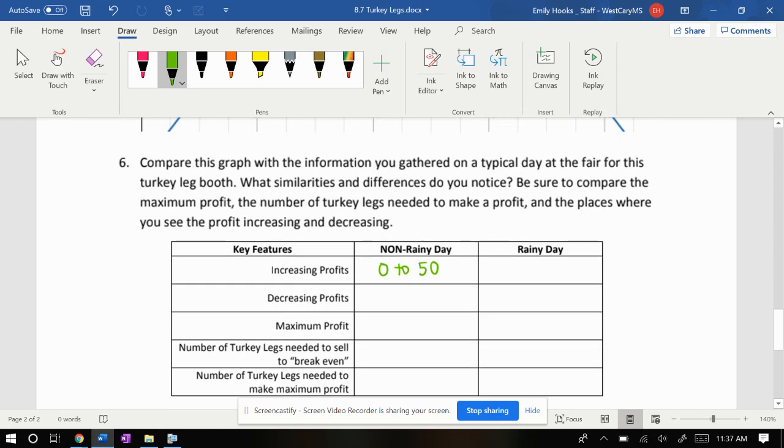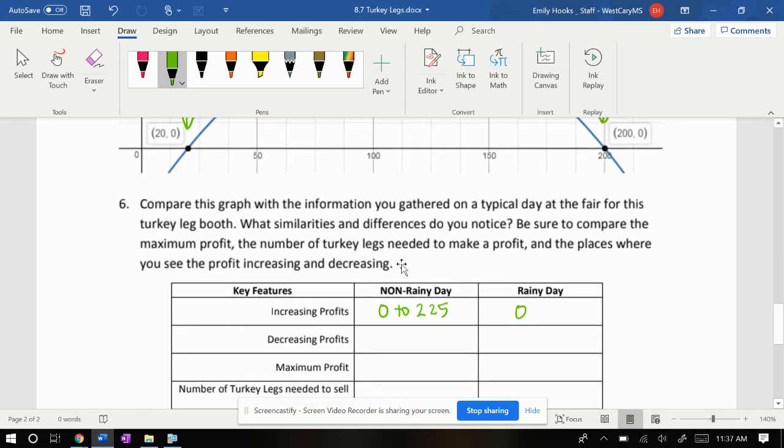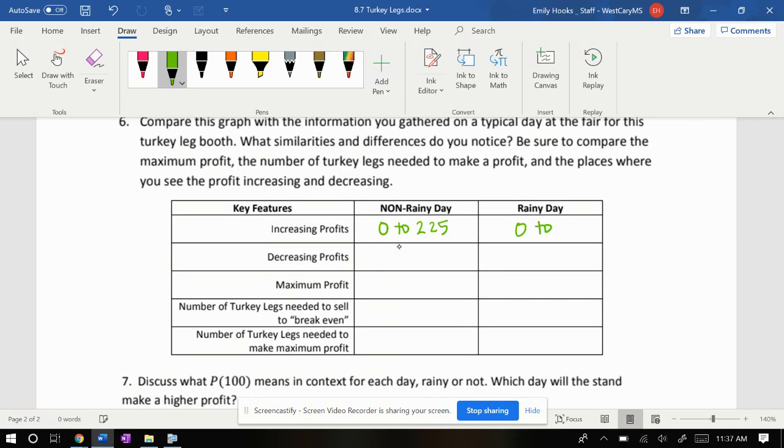Actually, no, I'm sorry, to 225. But for rainy days, it starts turning around at 110 turkey legs. And if you want to draw this table for yourself, you can. So decreasing profits starts turning around at 225. So once I sell 226, that's where I start losing money. And then to infinity, but I mean, you're not going to sell an infinite amount of turkey legs.